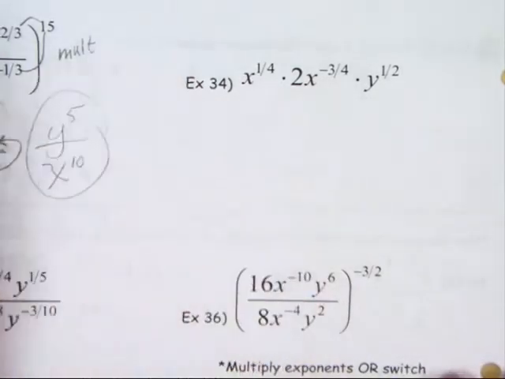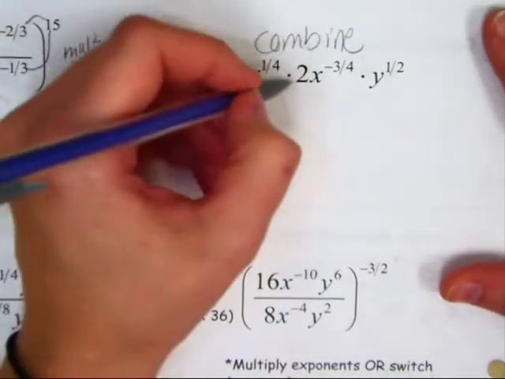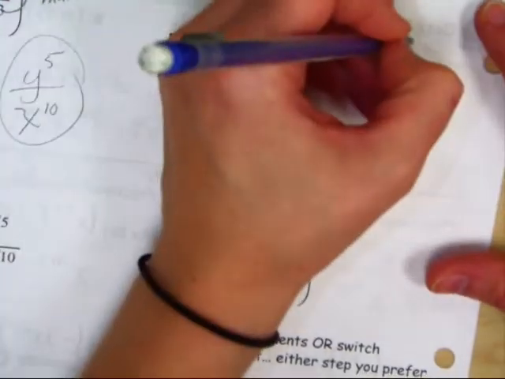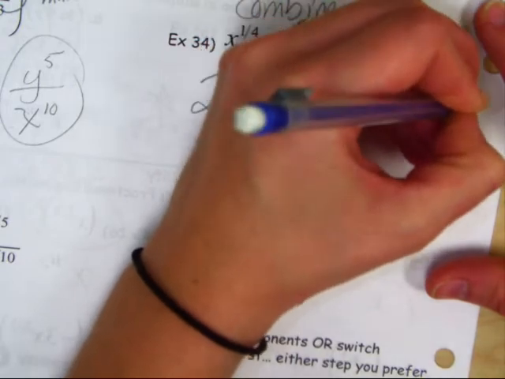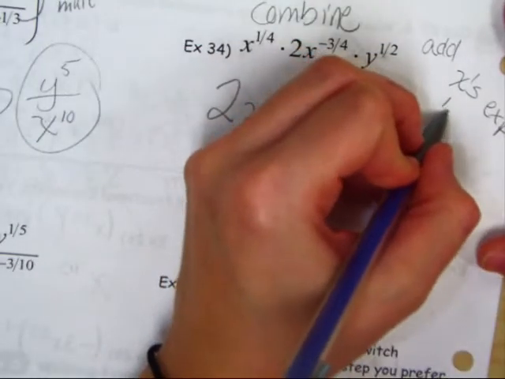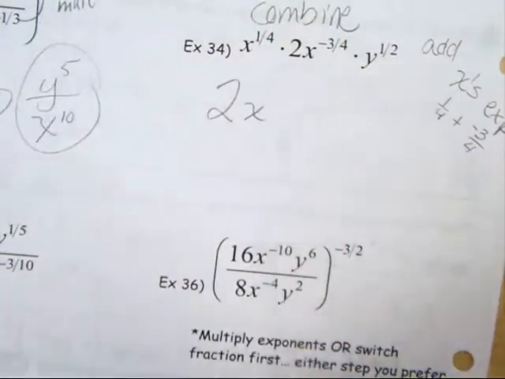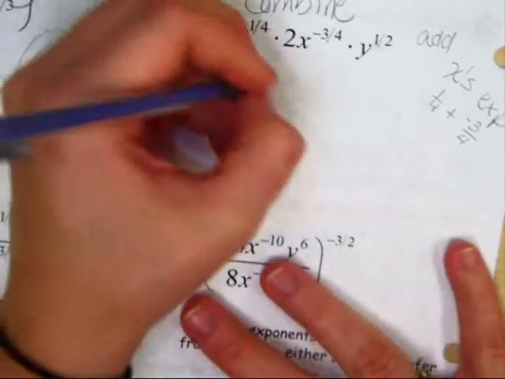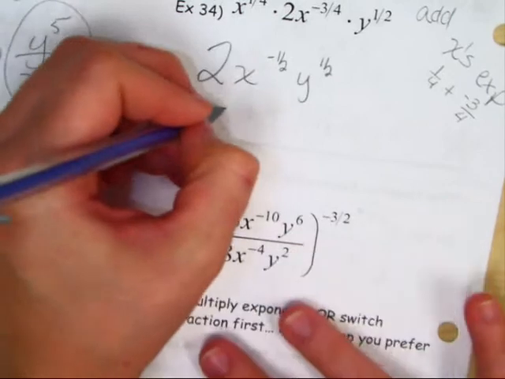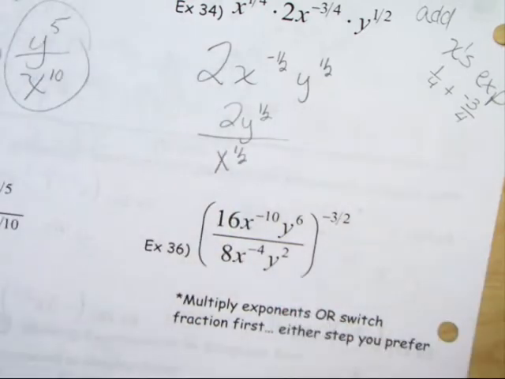Example 34. There's no parentheses, just combine. Okay? So you see that 2? That 2 just comes out in front. Now with the x's, you're going to add, ready? Write this down. Add the x's exponents. So I do 1/4 plus -3/4 is -1/2. And then y is just 1/2. Well, that's 2 and y to the 1/2 on the top, and x to the 1/2 on the bottom.